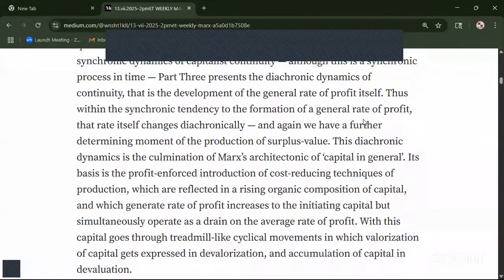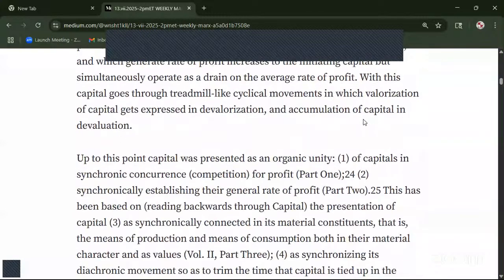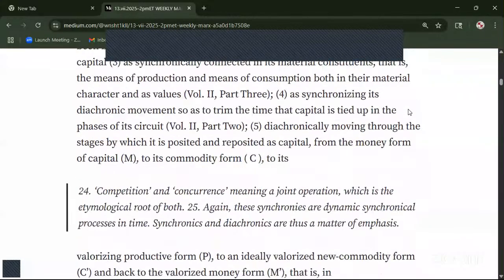As synchronically connected, the presentation of capital, three, as synchronically connected in its material constituents, that is, the means of production and means of consumption, both in their material character and value, Department 1 and 2, Volume 2, Part 3. Four, as synchronizing its diachronic movement so as to trim the time that capital is tied up in the phases of its circuit, Volume 2, Part 2.